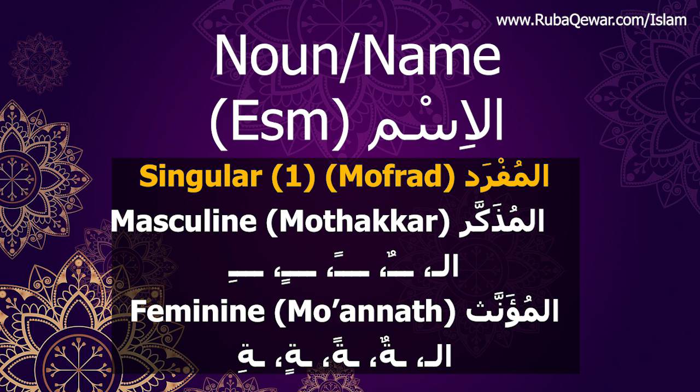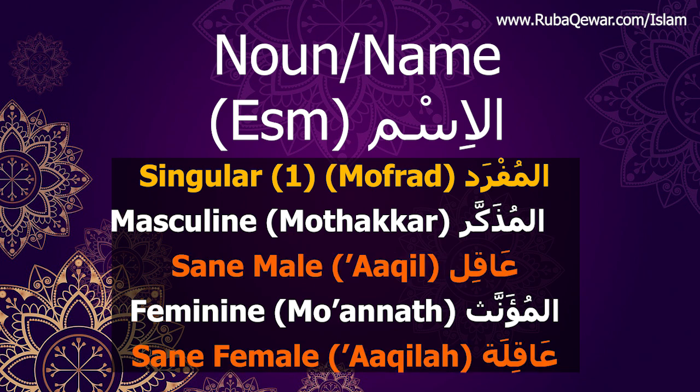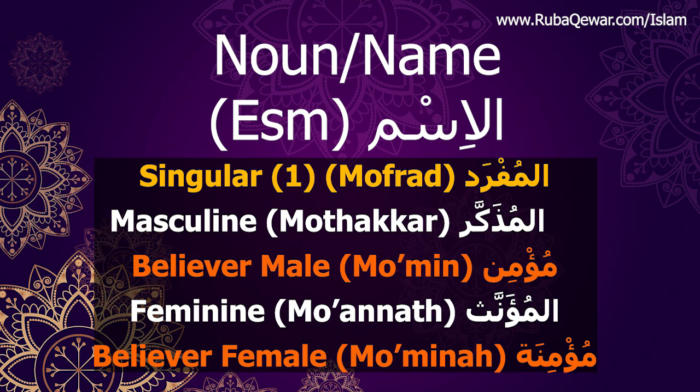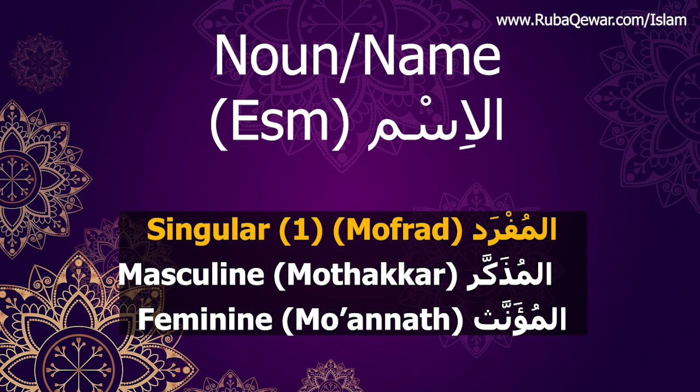Mu'annath, it has all these things plus the ta marbuta. So I say aqil for the male, aqilah for the female. So mu'min, believer for the male, mu'minah for the female. Now of course in the things that are not aqil, people actually name them this way. When I have a description of someone, I have to either use the ta marbuta or not.